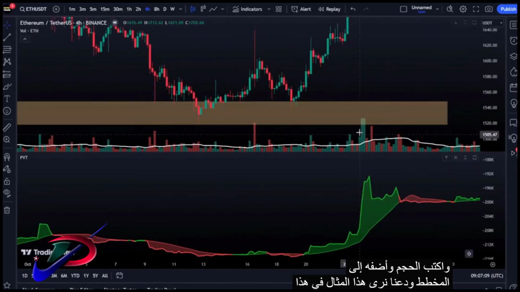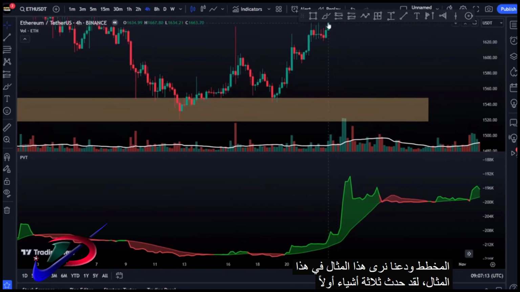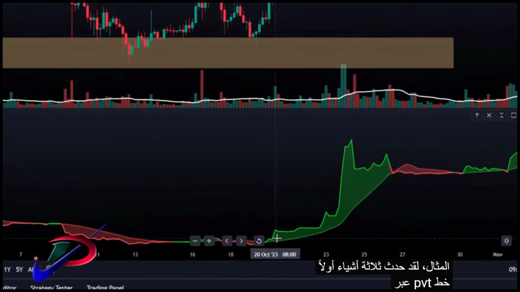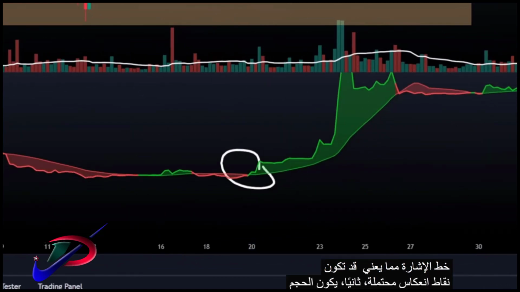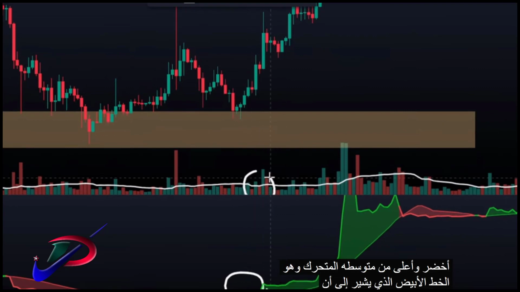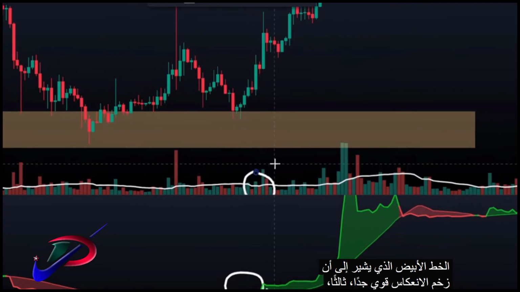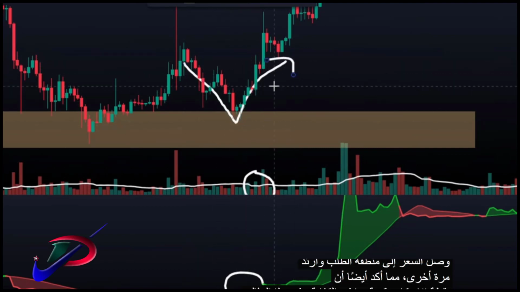Let's see this example. In this example, three things happened. First, the PVT line crossed up across the signal line, which means it might be a potential reversal point. Second, the volume is green and above its moving average, which is this white line. It indicates the reversal momentum is quite strong. Third, the price hit the demand zone and bounced back. It further confirmed the reversal point is strong enough.